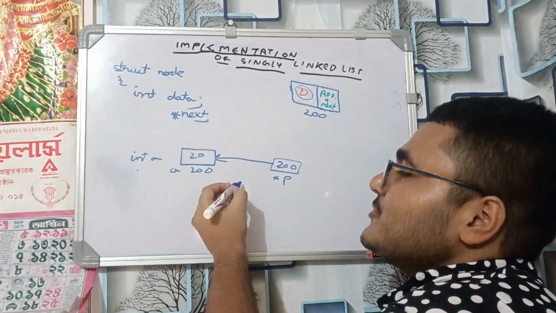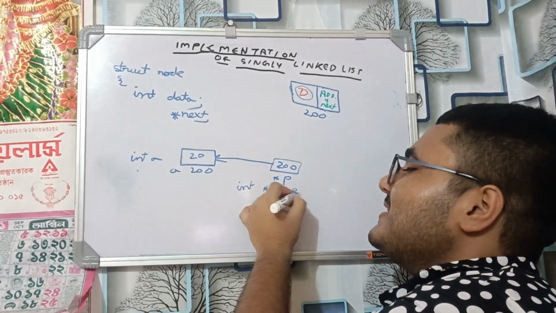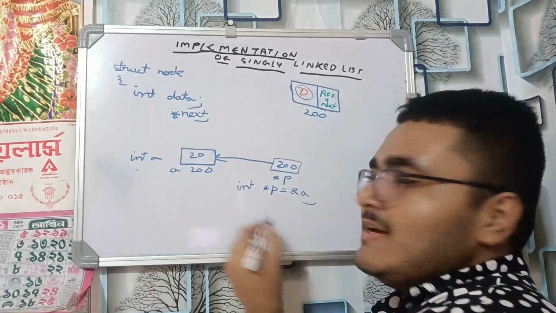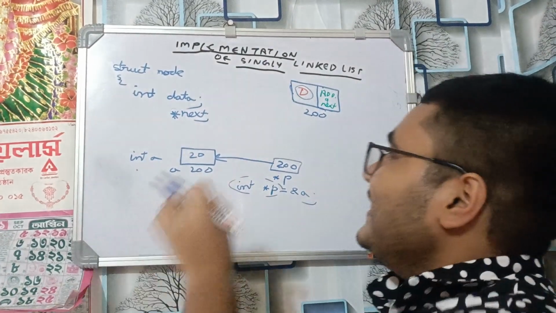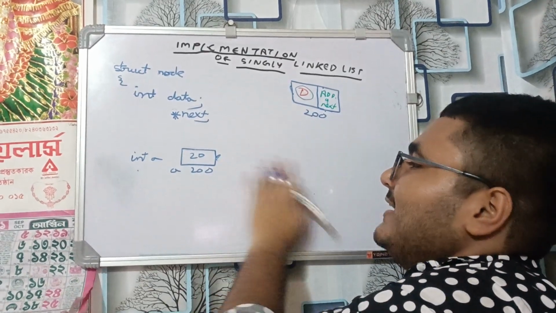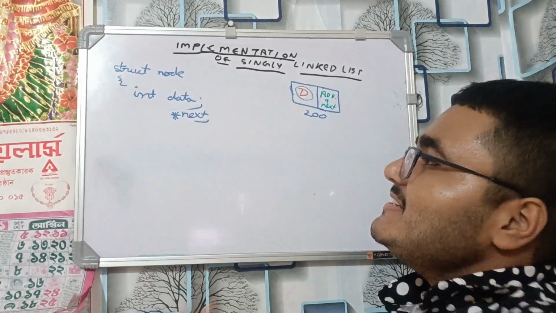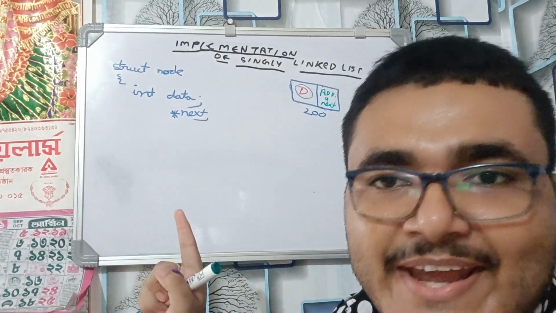So P also needs to have a data type. int *P = &A. We write it like this, right? So that means P also has to be integer data type. So in case of a linked list, this next is going to contain the address of the next node.